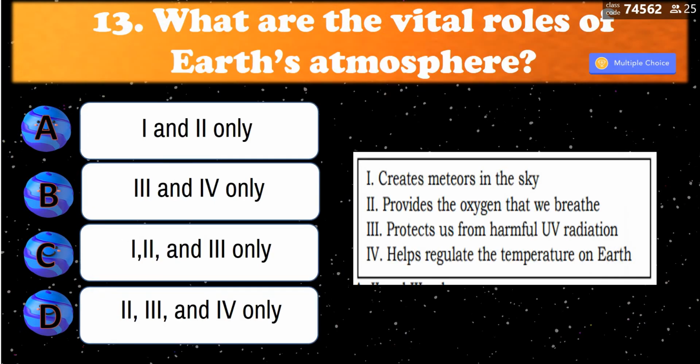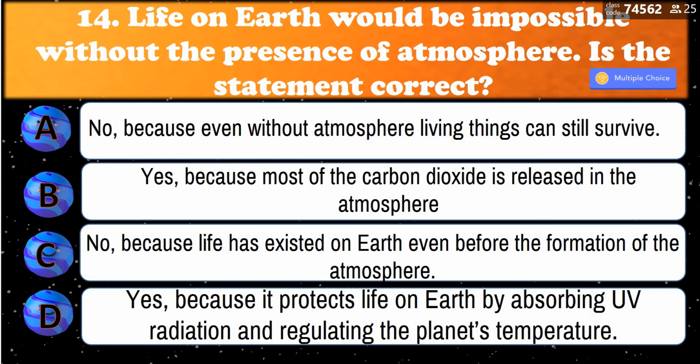Number 13. What are the vital roles of Earth's atmosphere? 1. Creates meteors in the sky. 2. Provides the oxygen that we breathe. 3. Protects us from harmful UV radiation. 4. Helps regulate the temperature on Earth. Is it A, B, C, or D? Correct. It's 3 and 4 only. Letter B.